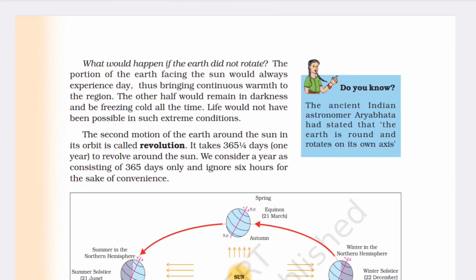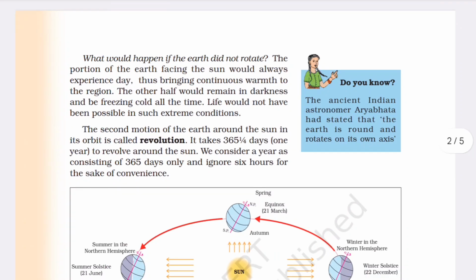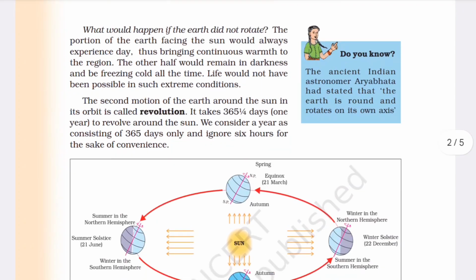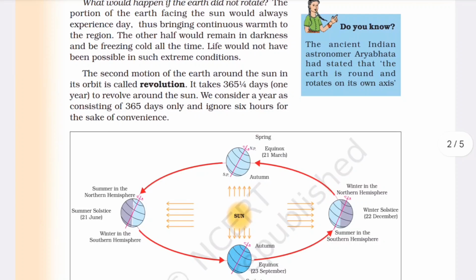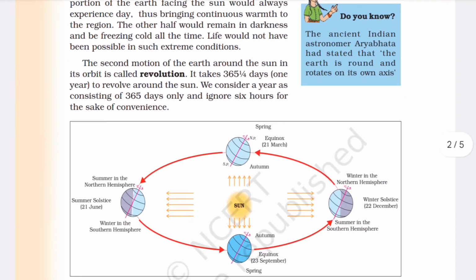What would happen if the earth did not rotate? The portion of earth facing the sun would always experience day, thus bringing continuous warmth to the region. The other half would remain in darkness and be freezing cold all the time. Life would not have been possible in such extreme conditions. Do you know the ancient Indian astronomer Aryabhata had stated that the earth is round and rotates on its own axis? The second motion of the earth around the sun in its orbit is called revolution.